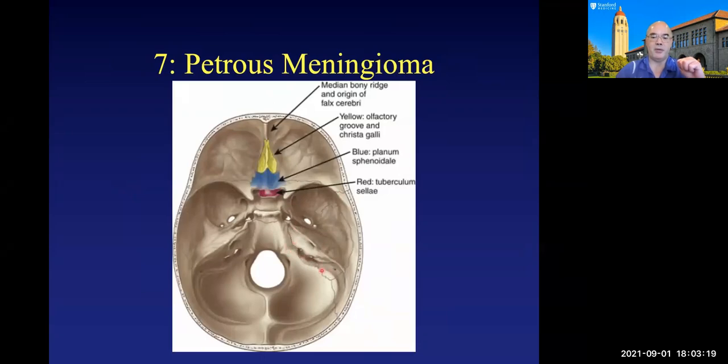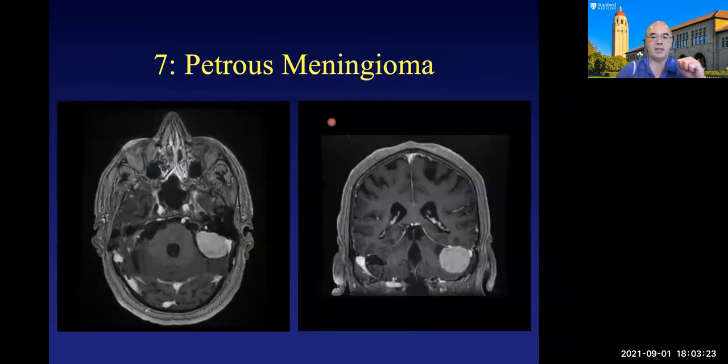So a tumor that grows along the petrous bone toward the back of the head is called a petrous meningioma. And this is kind of what one looks like. So here's the petrous bone, this black structure. Here's the petrous bone on the right side. And you can see the petrous meningioma growing off of there.